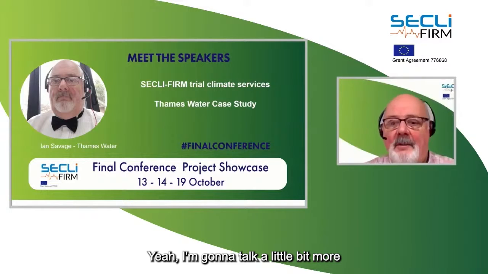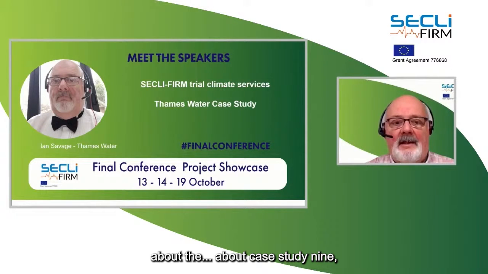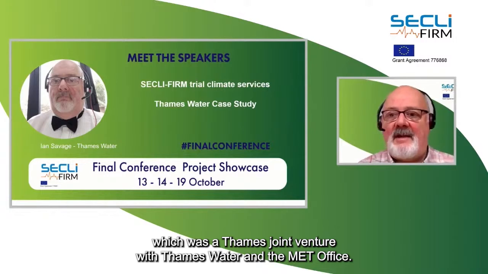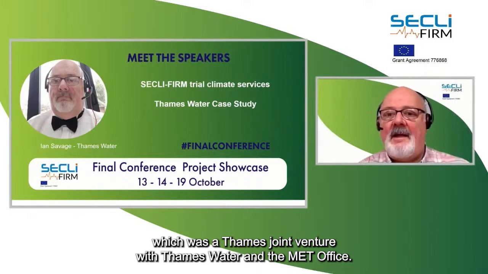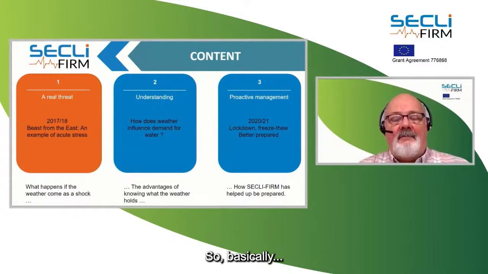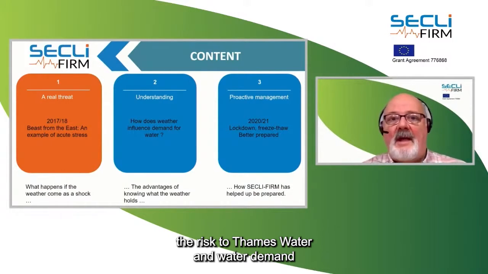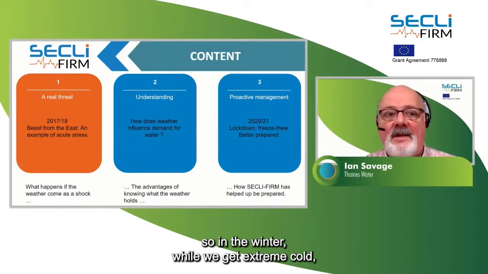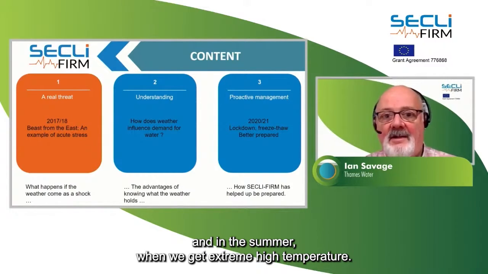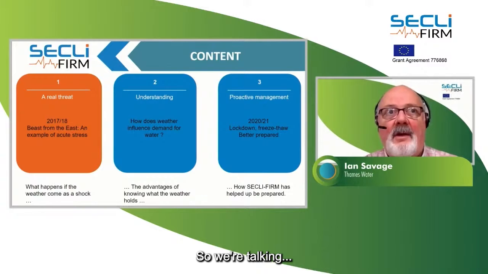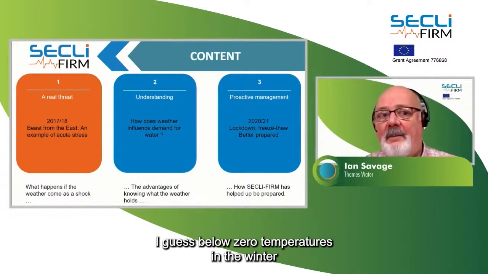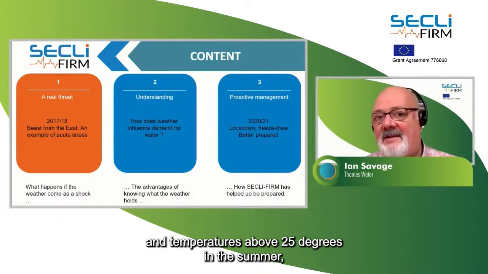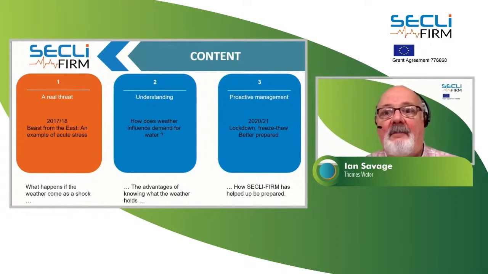I'm going to talk a little bit more about case study 9, which was a joint venture with Thames Water and the Met Office. The risk to Thames Water and water demand from the weather forecast is due to extremes of weather: in the winter, where we get extreme cold, and in the summer, where we get extremely high temperatures. So we're talking about below zero temperatures in the winter and temperatures above 25 degrees in the summer having a big effect on water demand.